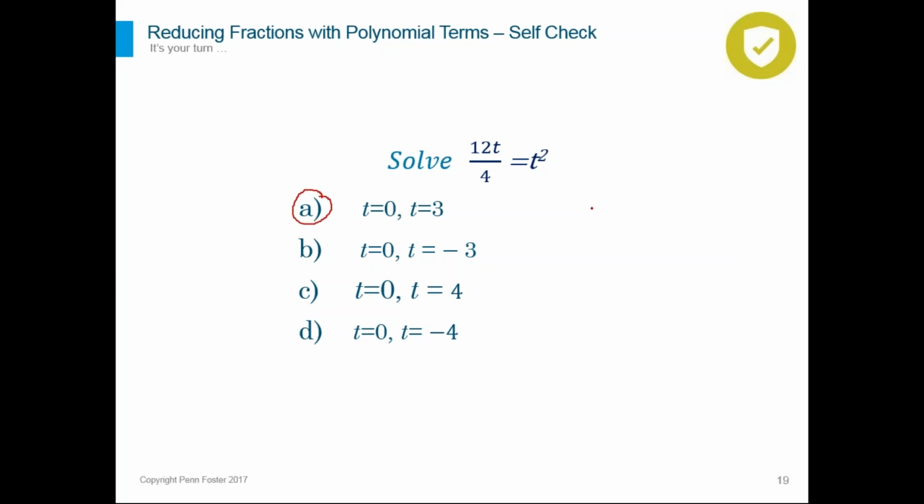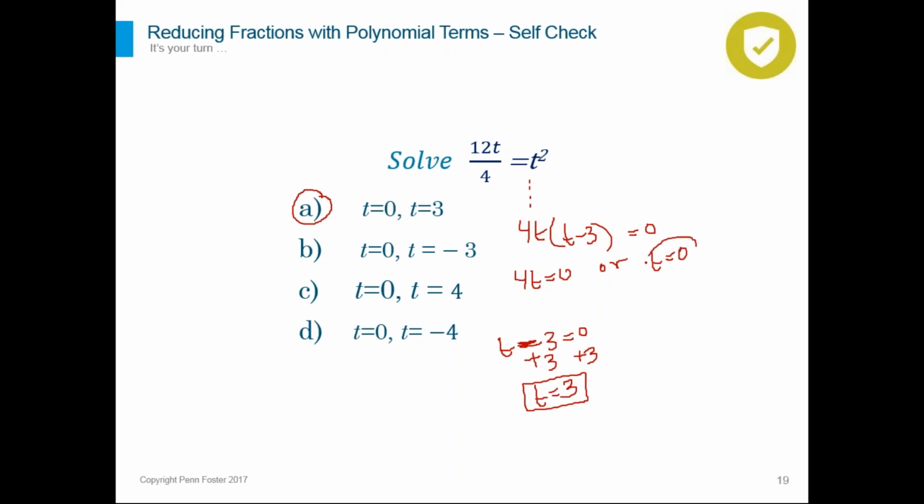Now, I'm not going to do all of the question, but down the solution, you're going to have something that says 4t times t minus 3 equals 0. And then you're going to say, well, 4t equals 0 or t minus 3 equals 0. But remember, you have to add 3 and add 3, so t equals positive 3, or it's also going to equal 0. So your two solutions would be 0 or 3.